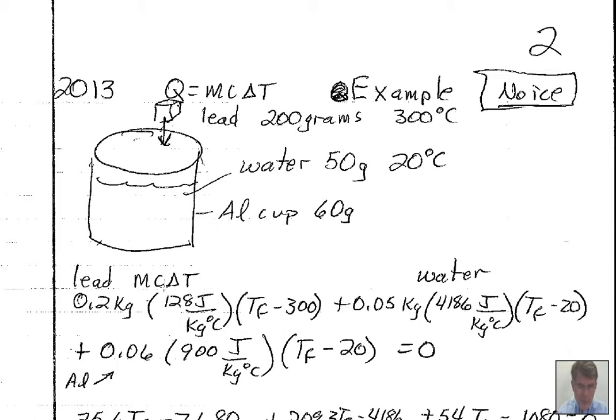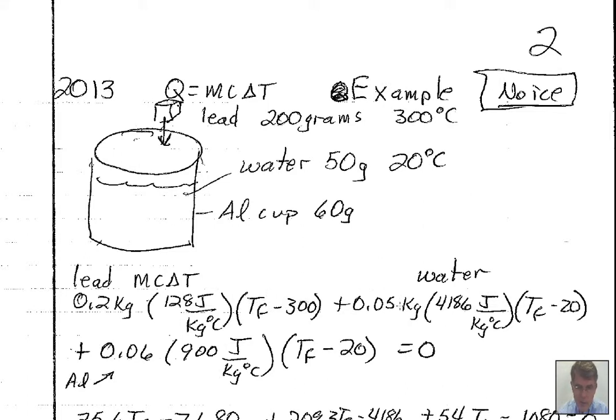So we write mc delta T first for the lead. 200 grams becomes 0.2 kilograms. We do this because our specific heat is given in joules per kilogram, so I don't want to multiply out here by grams. So 0.2 times 128 and TF minus 300. This is the delta T calculation. The final temperature is unknown. We'd like to find that.